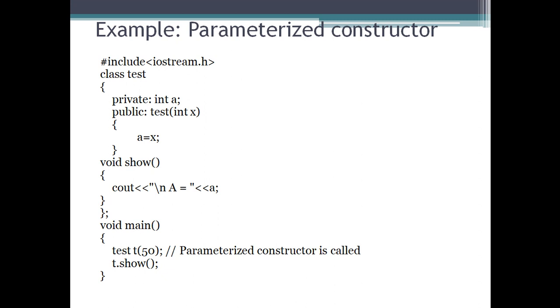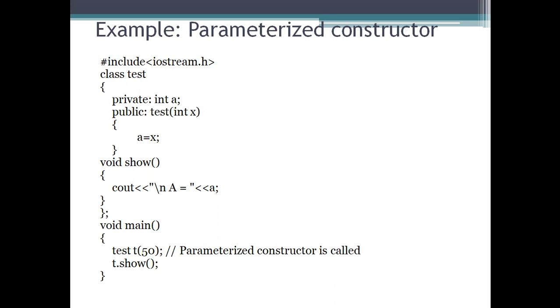So parameterized constructor, as I told, is a constructor that accepts a parameter. And as we know, constructor means same name as that of the class. Here we have taken the class name, called it test, and the test constructor, or a method, accepts one parameter called x, hence it is called a parameterized constructor.